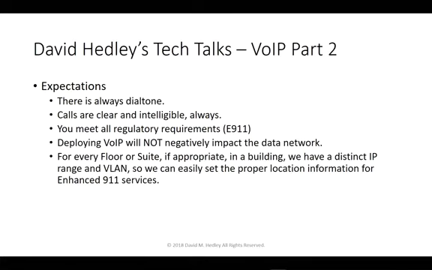Getting a little more specific, my understanding of the current requirements in California is that for every floor or suite, if appropriate, in a building, we have a distinct IP range and VLAN. Now, yes, there are other ways to go about this. In Call Manager, being able to define that a particular IP range belongs to a particular floor or building is a lot easier than having to associate particular phones to particular addresses.